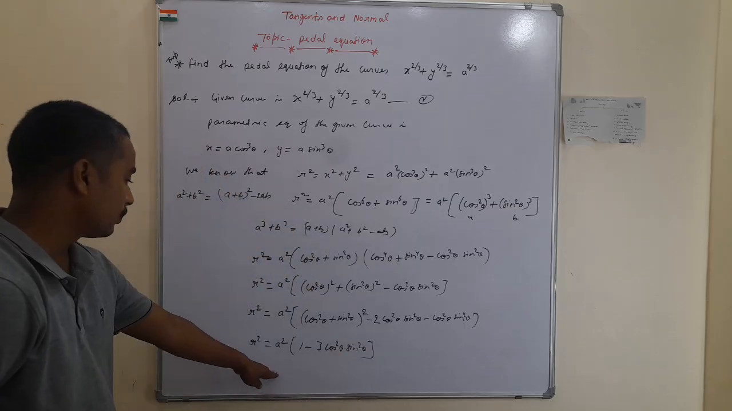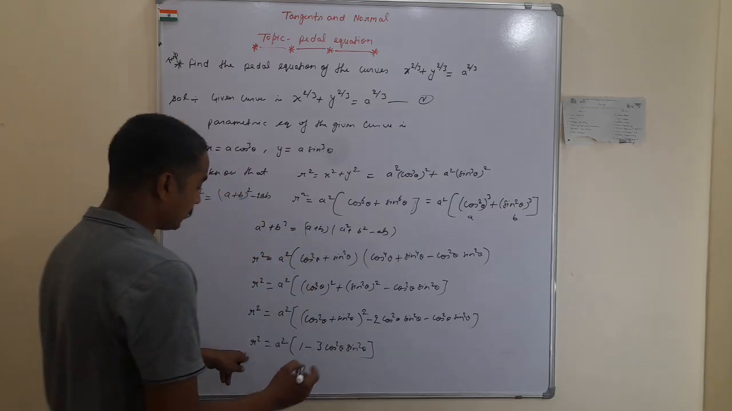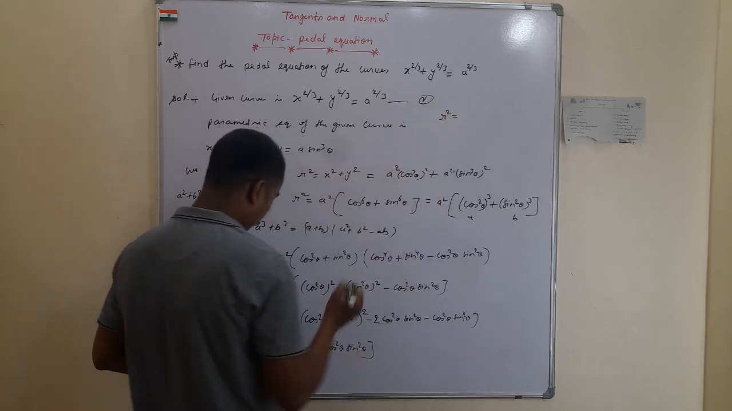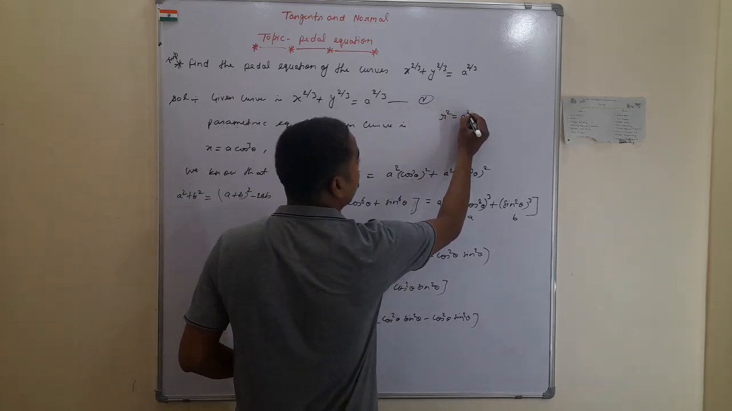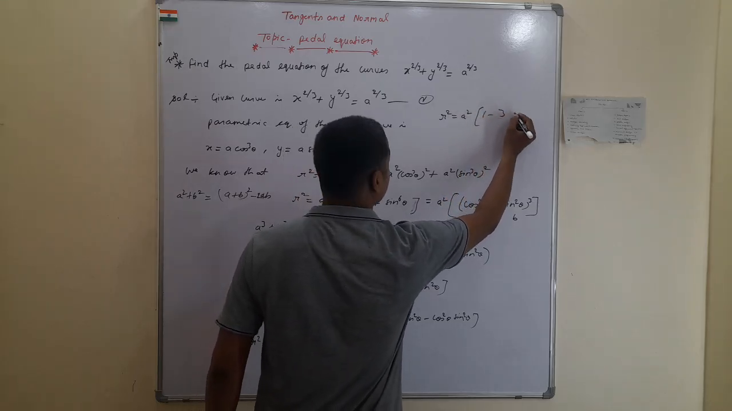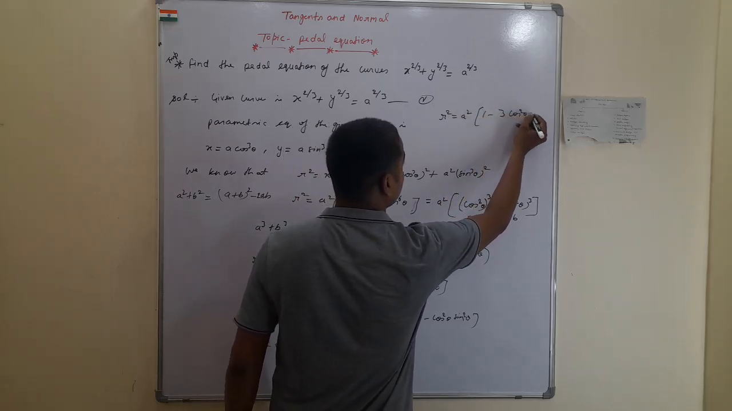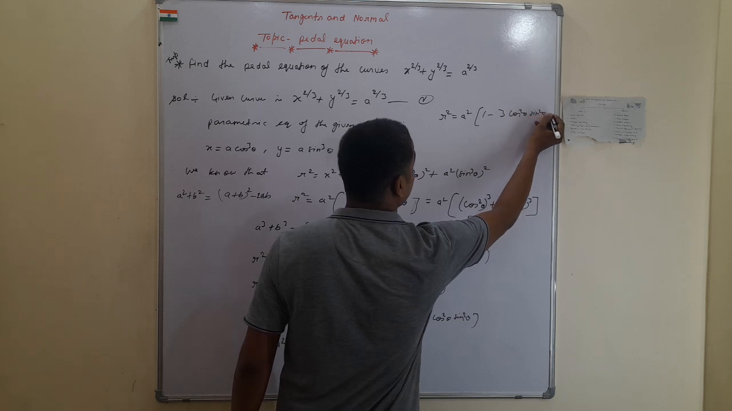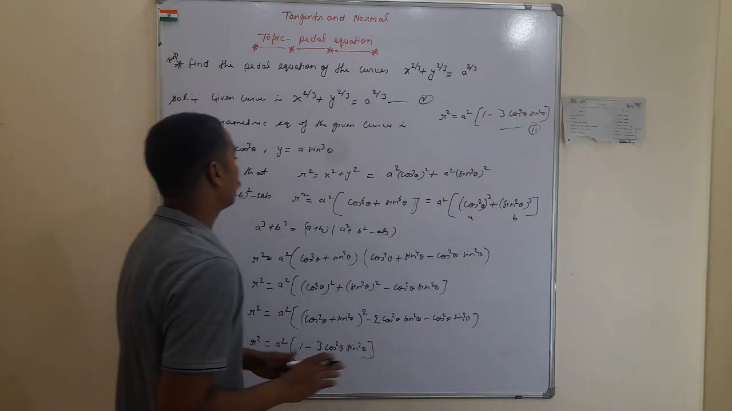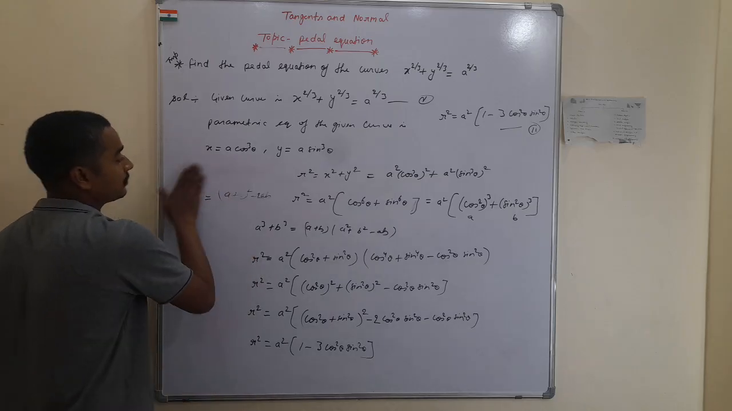From here, let this be equation second: r square is equal to a square into 1 minus 3 cos square theta into sin square theta. Let this be equation second, and further we have to solve it.